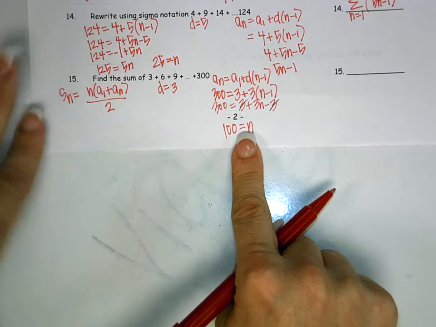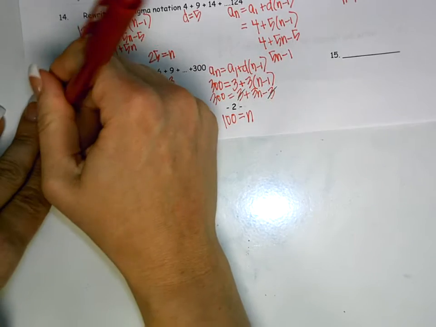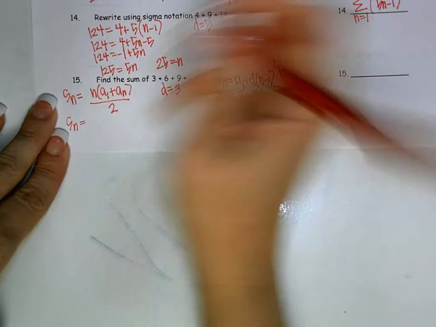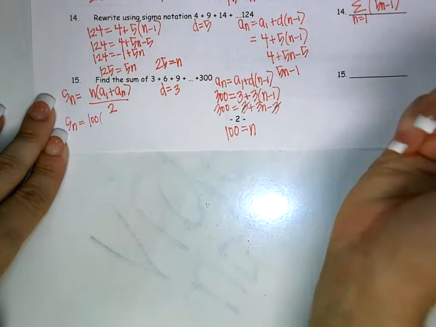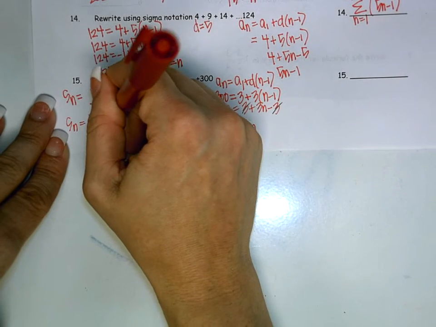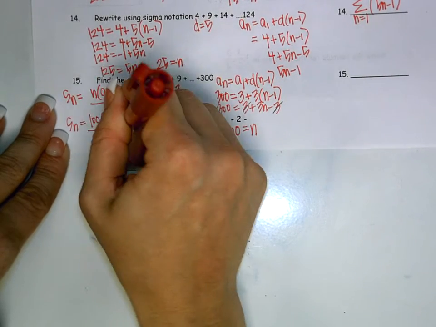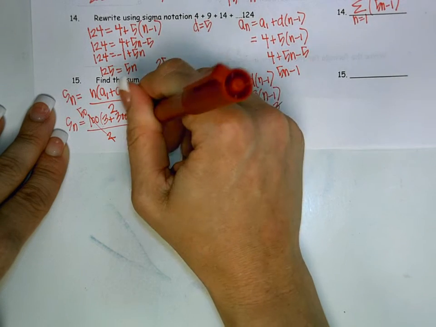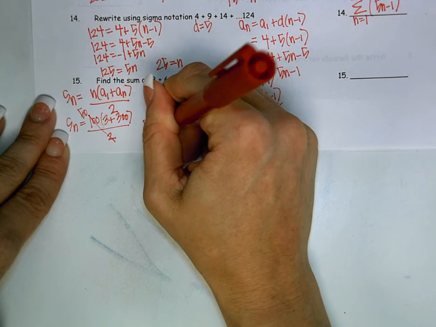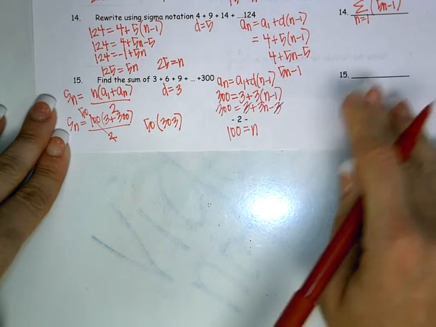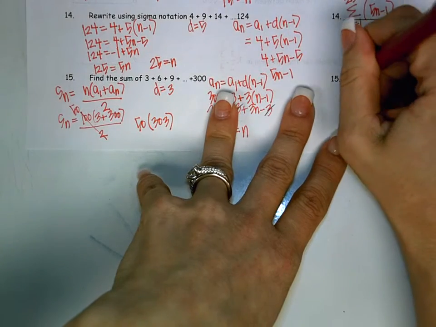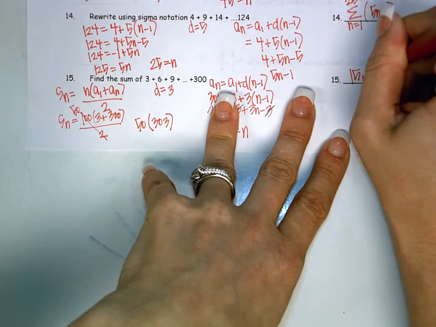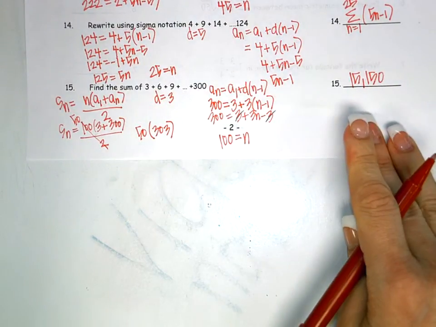Therefore, the 100 goes in here. So sum of the series is equal to 100 times your first number is 3, last number is 300, divided by 2. These reduce to leave you a 50. 50 times 303. Multiply those together and you should get 15,150.